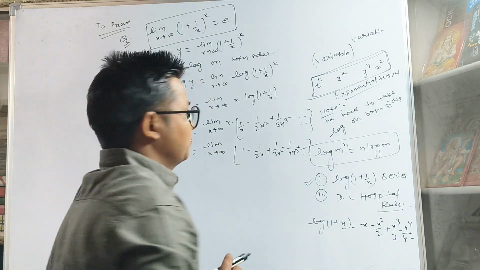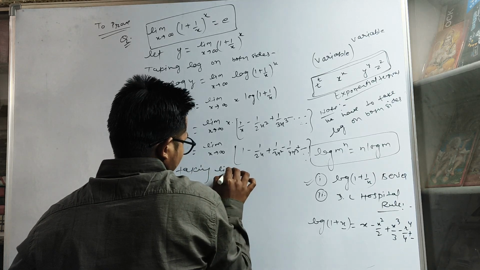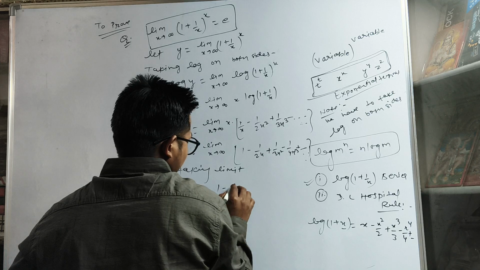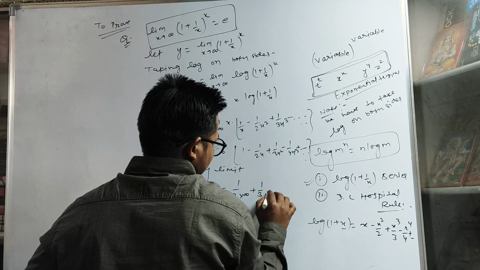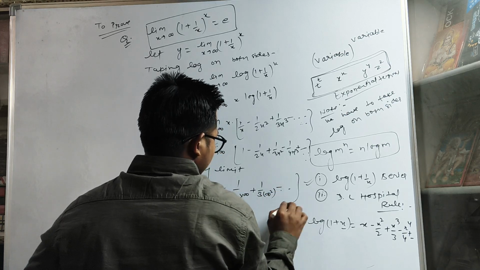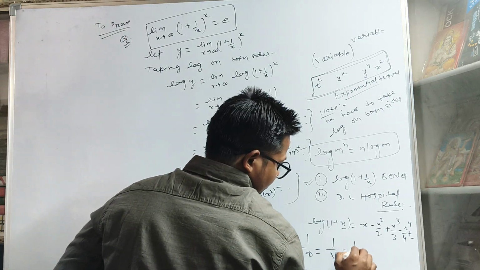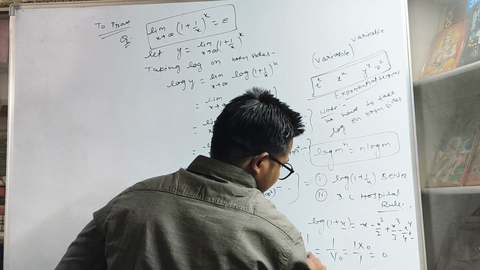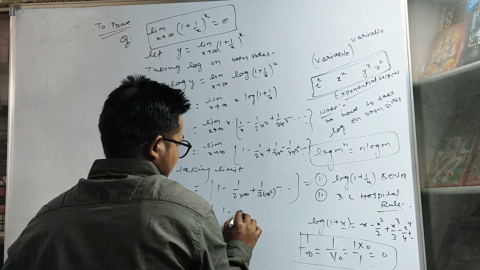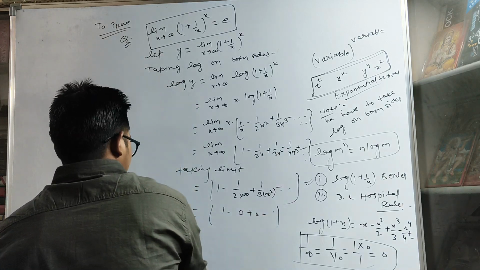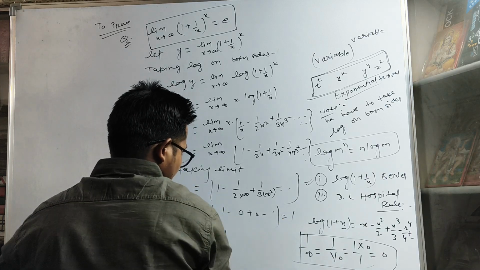Now we have to take the limit here. If we take limit x tending to infinity, then this term will be 1 upon 2 into infinity plus 1 upon 3 into infinity square and so on. Okay, 1 by infinity is 0, so all the terms will be 0: 1 minus 0 plus 0 and so on. So log y will equal 1, then y equals e to the power 1.